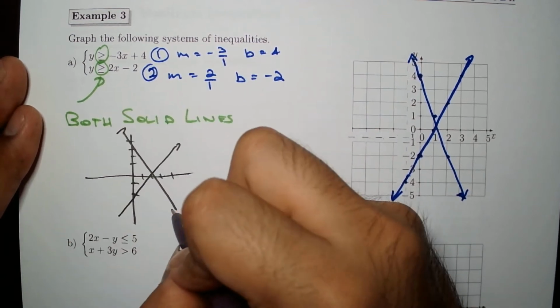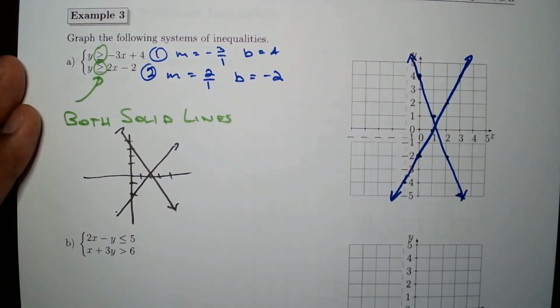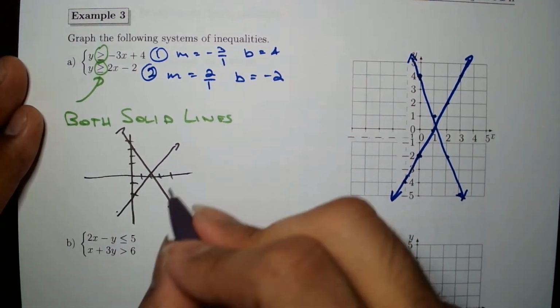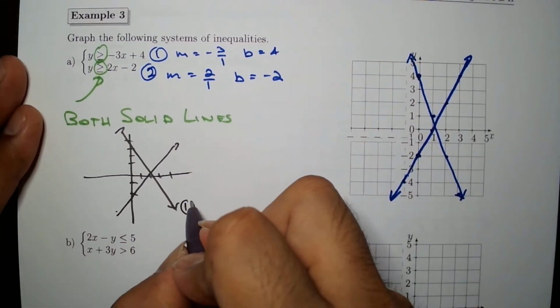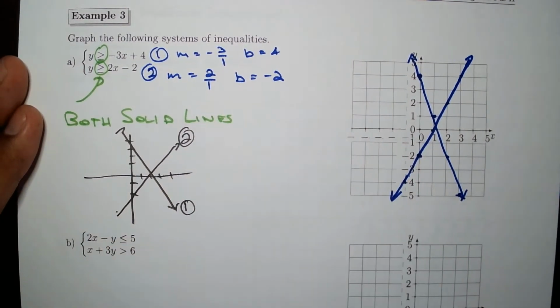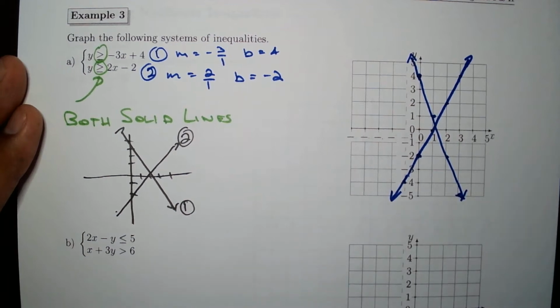All right, I mean, it's not perfect. It just looks similar. Okay, so this is line 1 and this is line 2. Okay, let's label them and let's interpret.